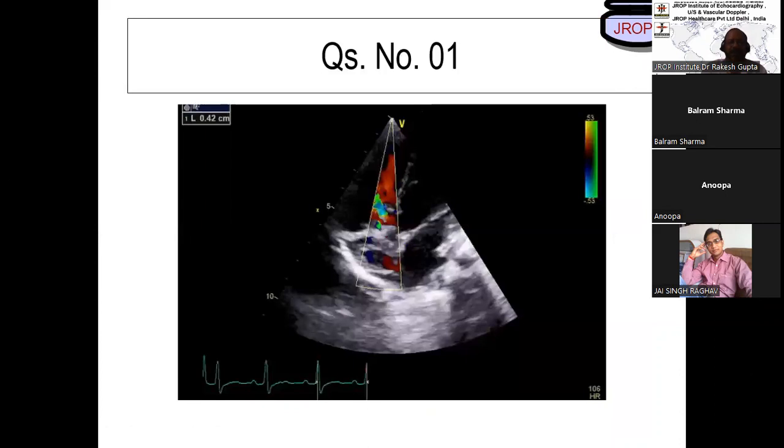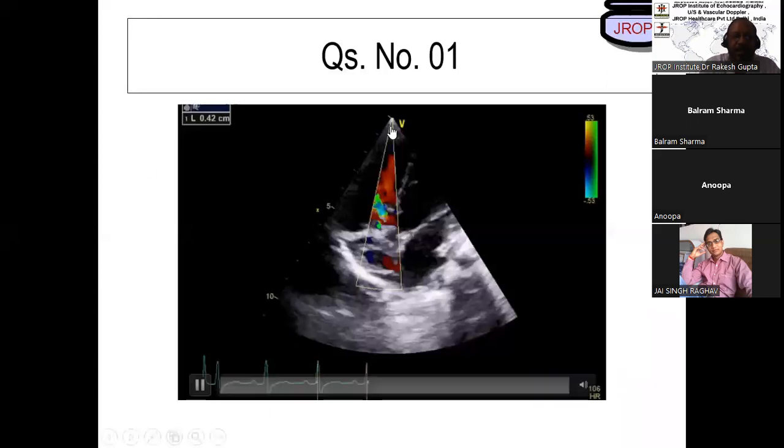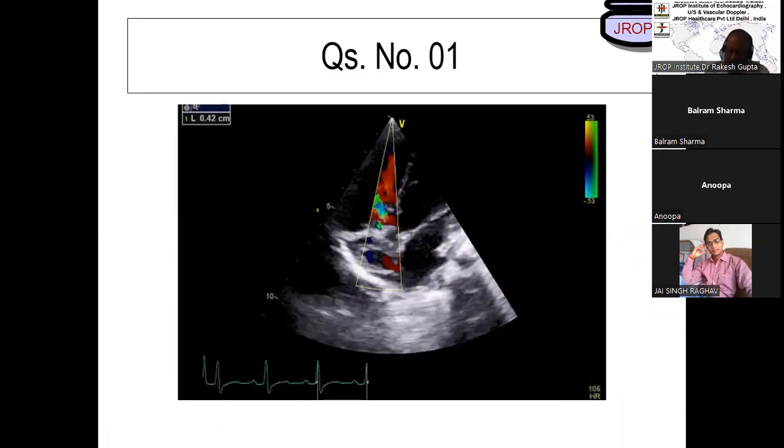So correct. Where is the VSD, Balram? Your answer is correct. Okay, I'll point an arrow here, a little lower. Here. Yeah, around there. Why did you say this is a VSD? Well, it's in the interventricular septum, and you can see turbulent blood flow in that area.